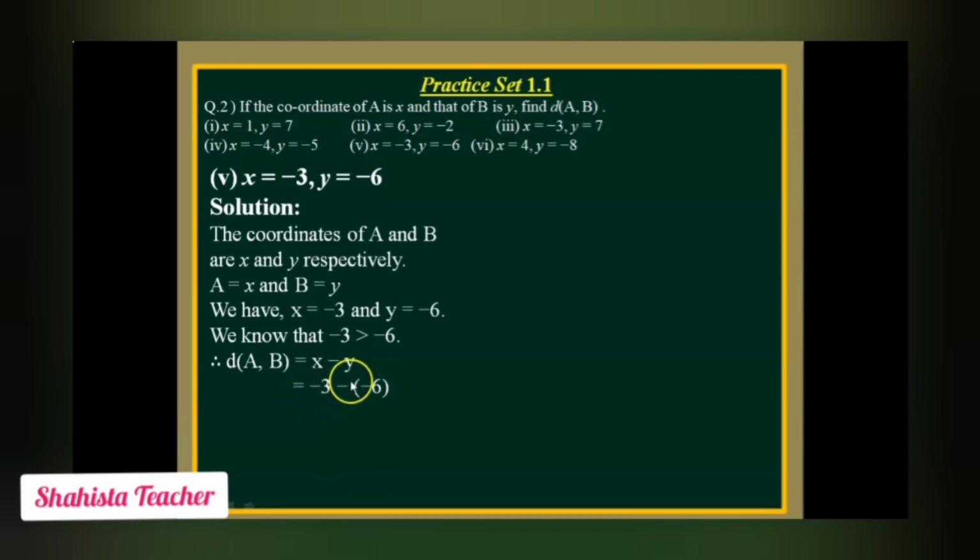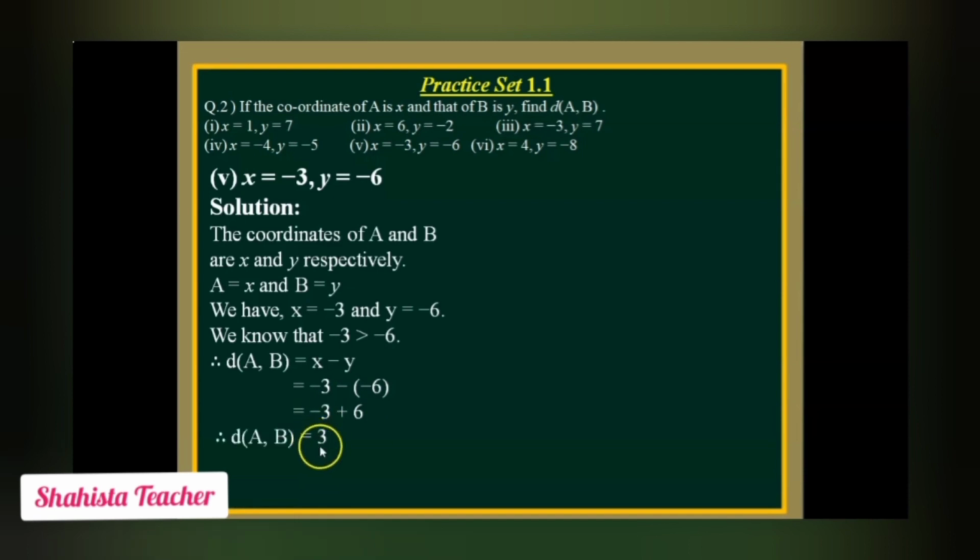So here -3. Now minus into minus. This bracket represents multiplication. So minus into minus gives us a positive number. Minus into minus is plus. So -3 plus 6. Which operation will we use here? Minus into plus? Yes, minus into plus. -3 plus 6. Do the calculation: 6 minus 3. 6 minus 3 is 3.